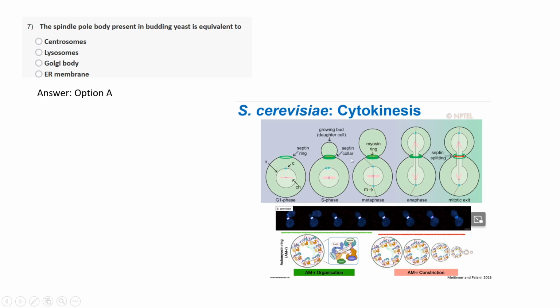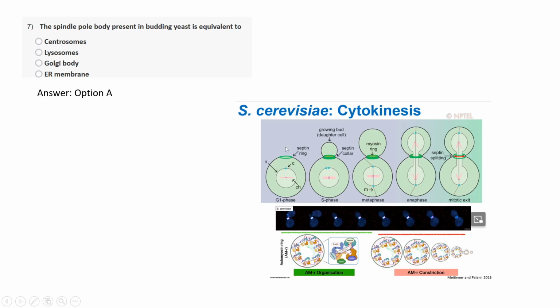Okay, septin collar will form, and at the metaphase the chromosomes, the centrioles are present at the opposite poles, and they attach to the kinetochore region. And during the anaphase, the two chromatids are separated through this myosin ring. Okay, and later at the end of the mitosis, the septin splitting will occur, and the two cells will be divided from the mother cell. So that is how the division occurs in Saccharomyces cerevisiae.